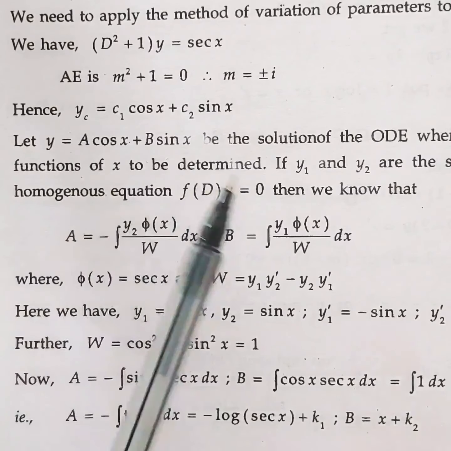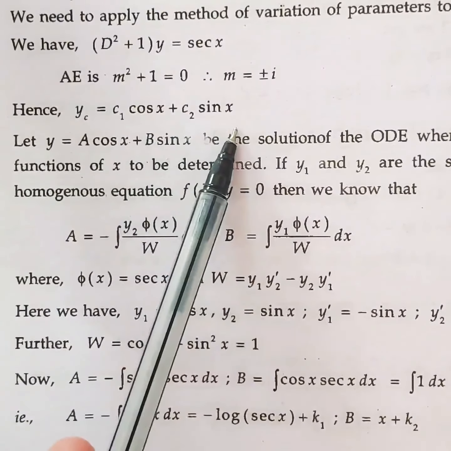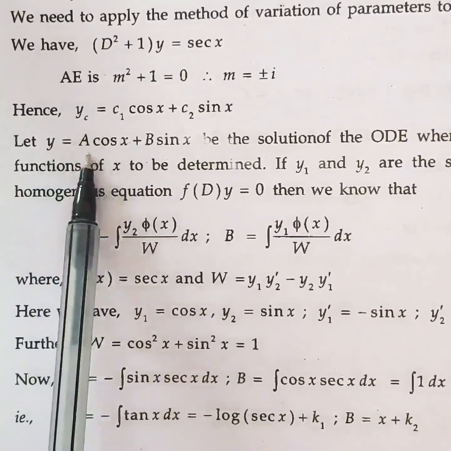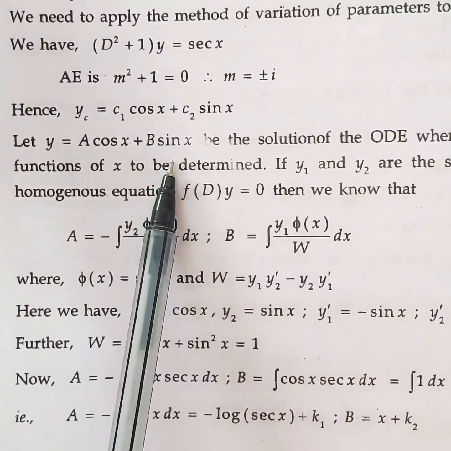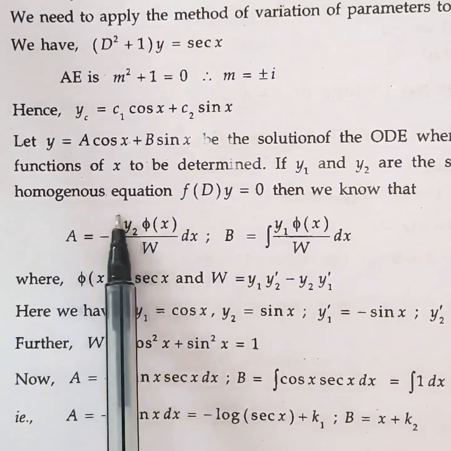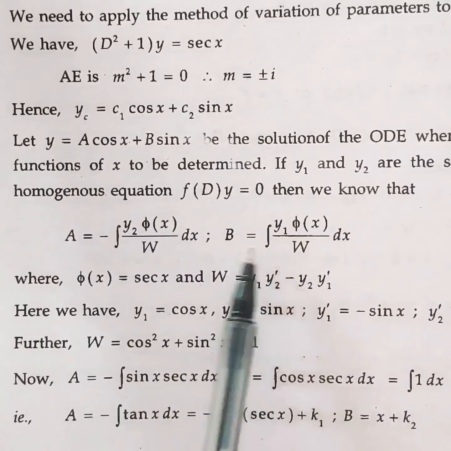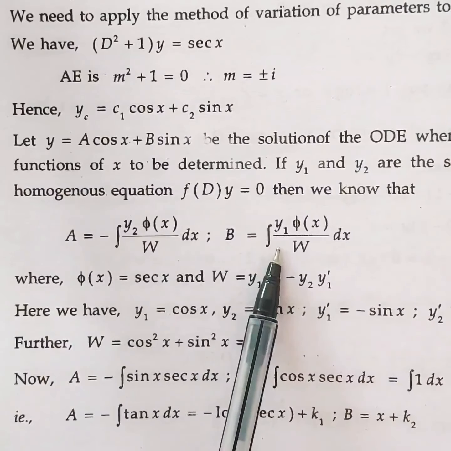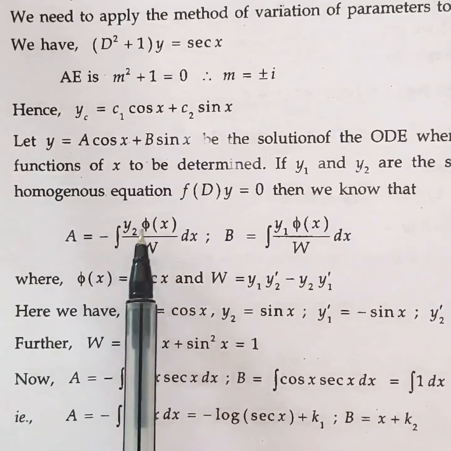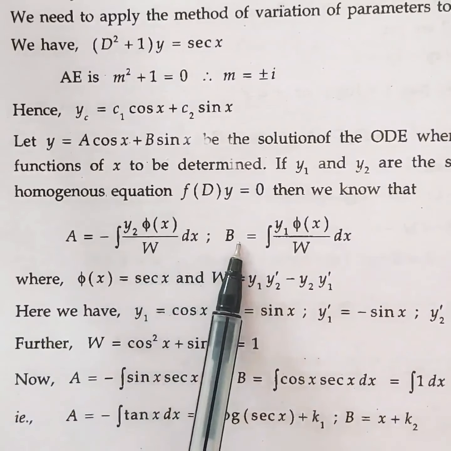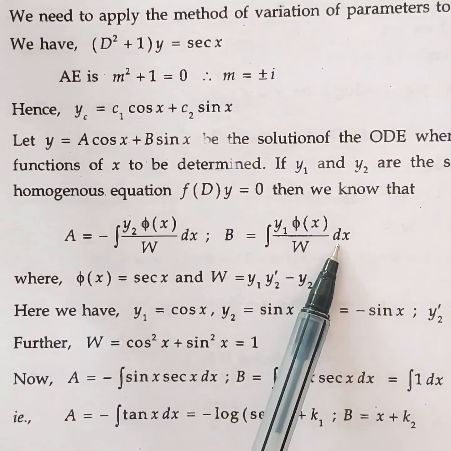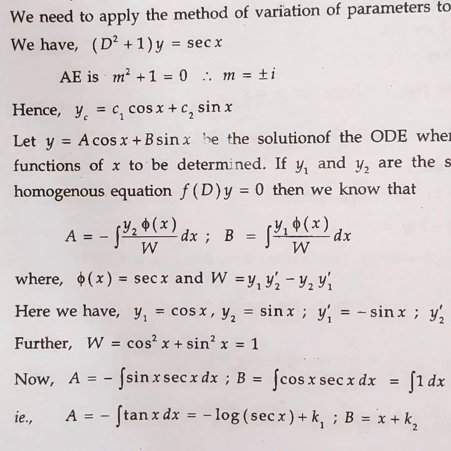And now if you see this problem, we got c1 cos x plus c2 sin x as yc. Now we have to find yp. So y is equal to a cos x plus b sin x. Instead of writing a dash, we wrote a as an integral, so we have put the integral sign for a and b. Just now we saw the formula: a is minus integral of y2 phi of x by W, and b is integral of y1 phi of x by W dx, and phi of x is what we have on the right hand side.